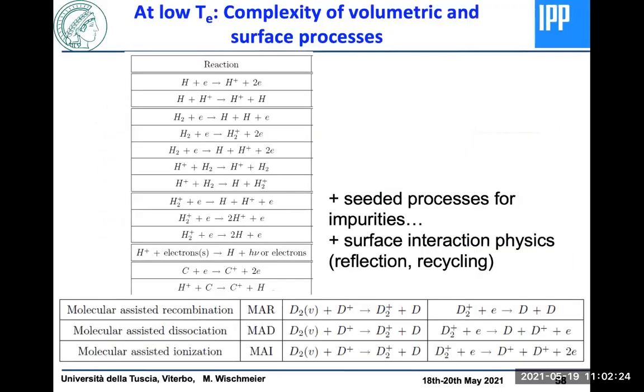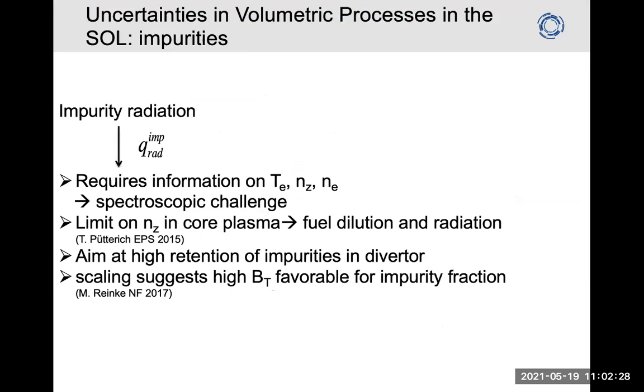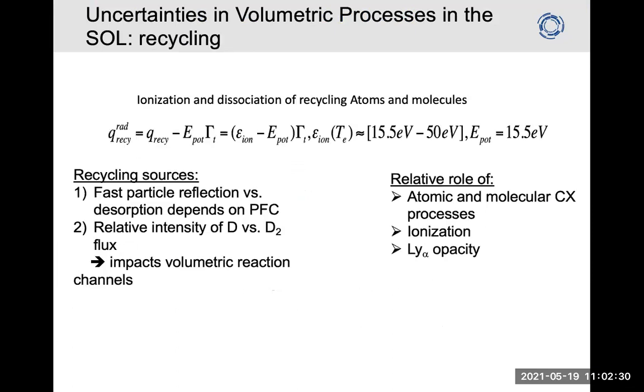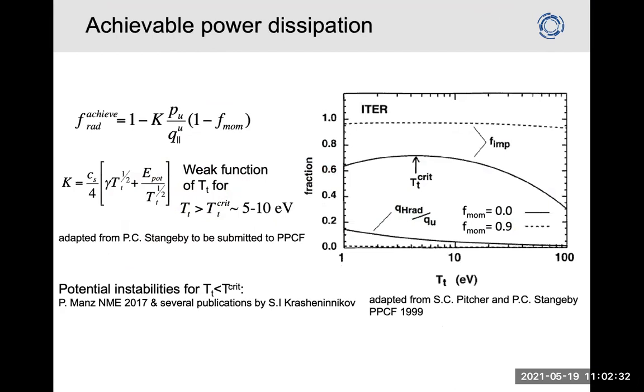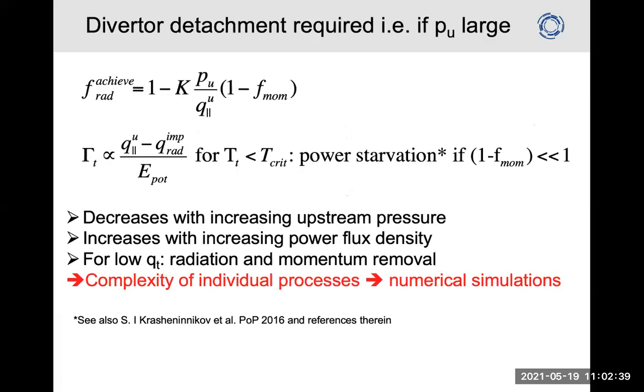On the other hand, more power flux to the target usually leads to a hotter target. And a hotter target usually is unfavorable for radiation because you need a cold target for the recycling neutrals.